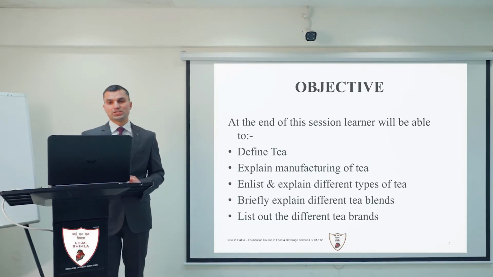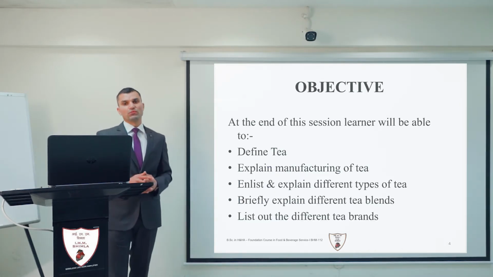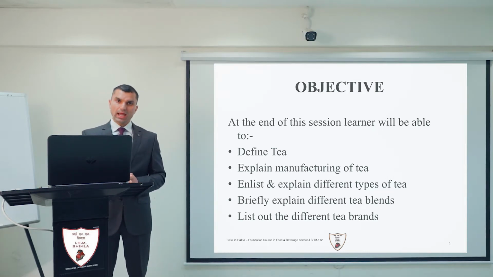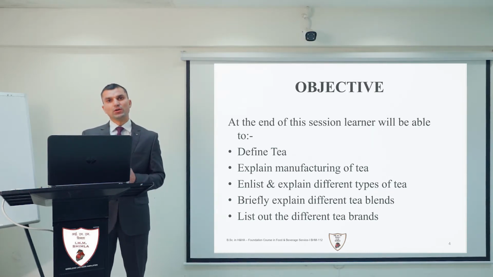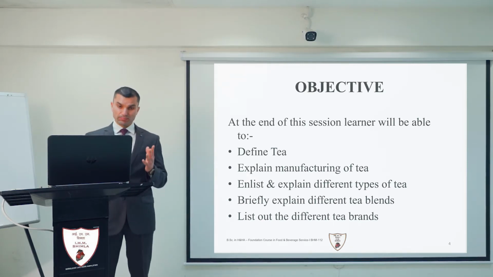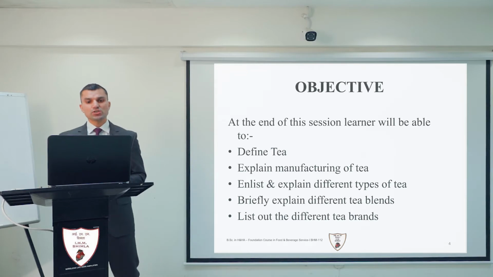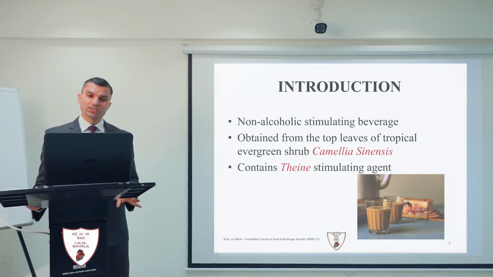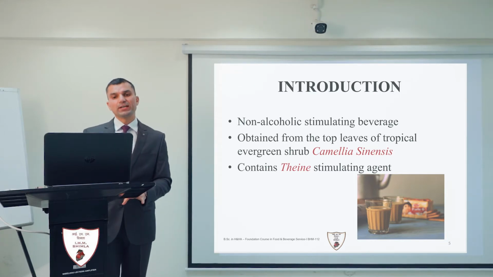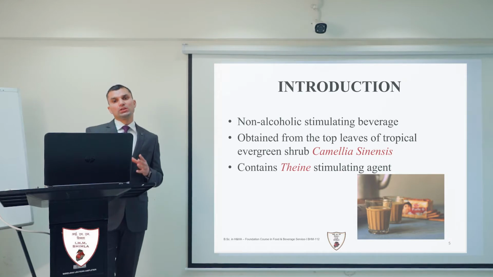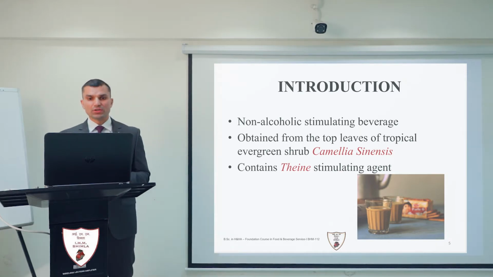At the end of this session, the learner will be able to define tea, explain the manufacturing process of tea, list and explain different types of tea, and briefly explain different tea blends as well as list out the different tea brands. As we discussed in the last session, tea is a stimulating non-alcoholic beverage and it is obtained from the top leaves of the tropical evergreen shrub Camellia sinensis.